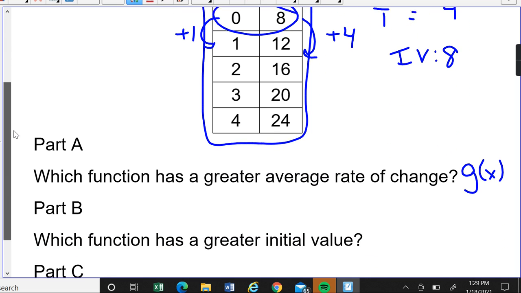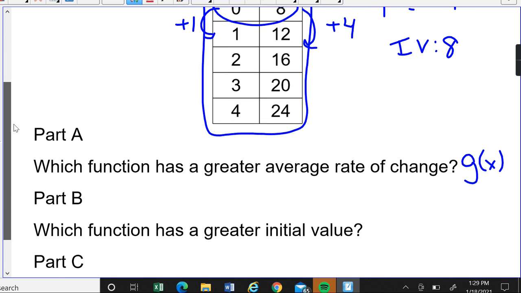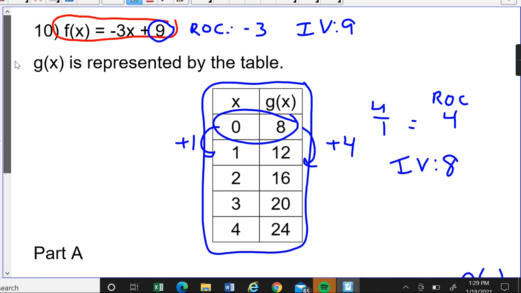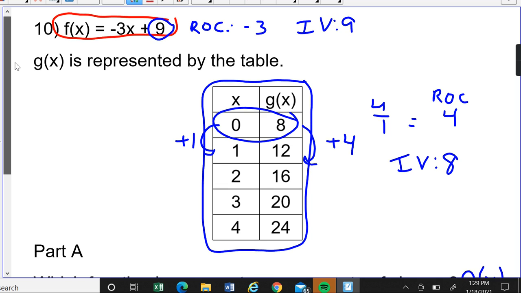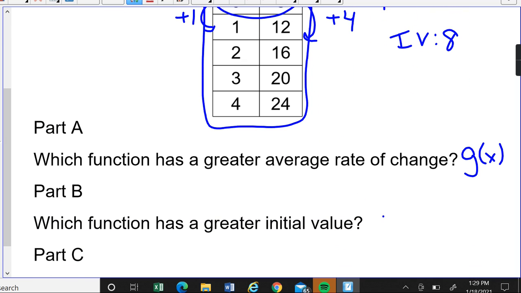So question is, which function has a greater initial value? Well, 9 is greater than 8. So f of x, the equation, had a greater initial value. So the answer is f of x.